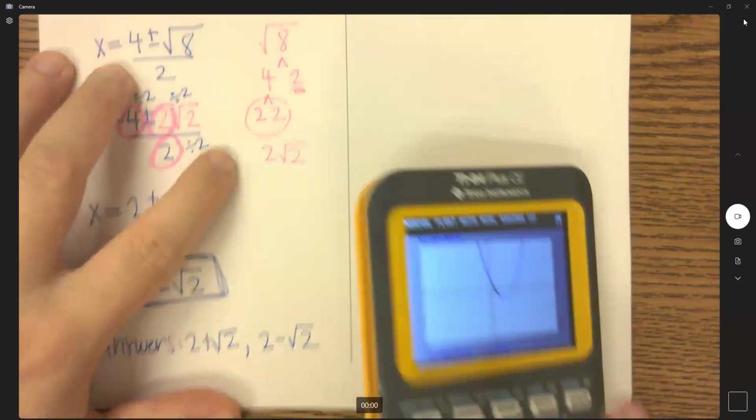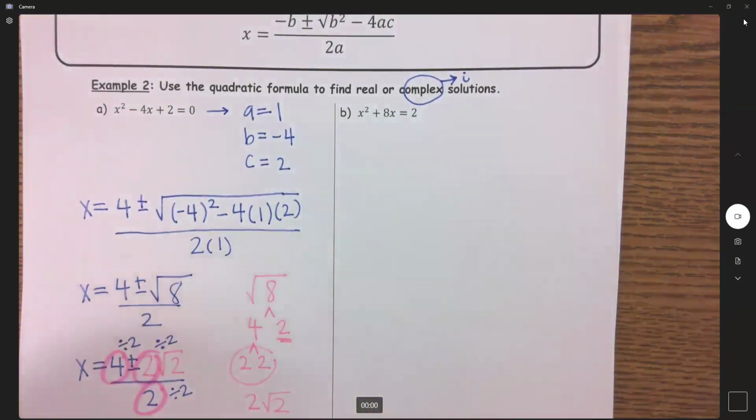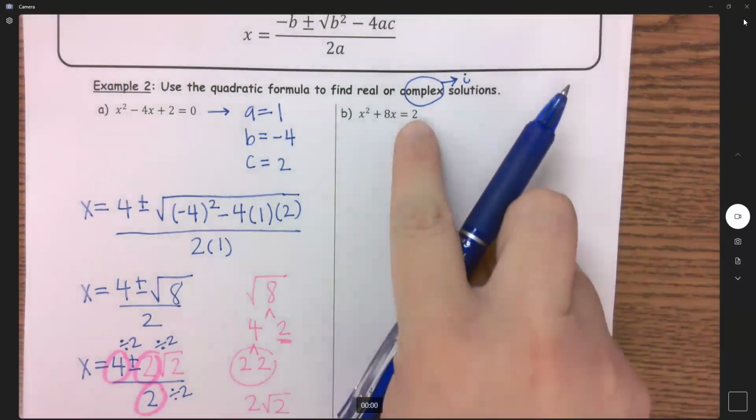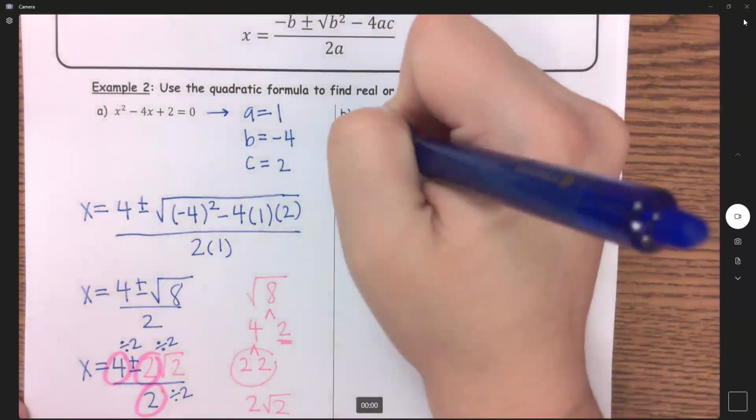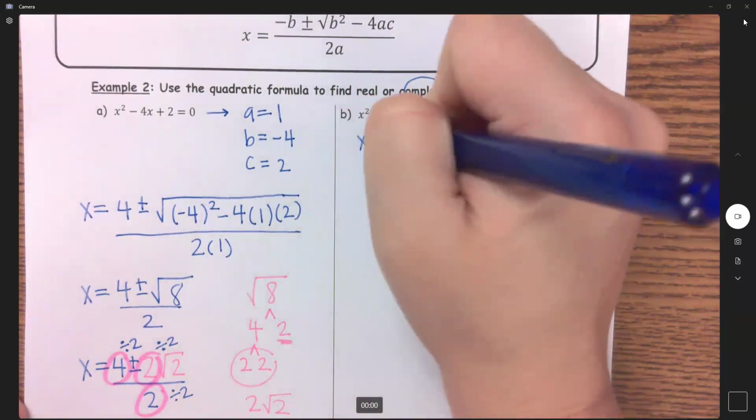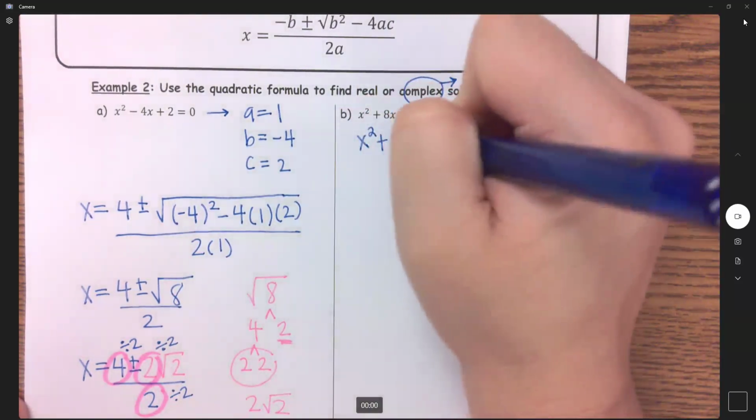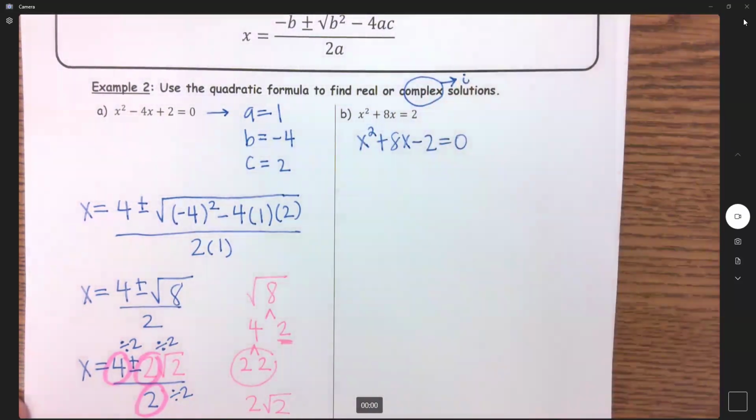Okay, let's try again. What should I do first on part B here? Okay, just like with factoring, the first thing we're always going to do is put these into standard form. So I need to subtract that 2 over. So I have x squared plus 8x minus 2 equals 0.